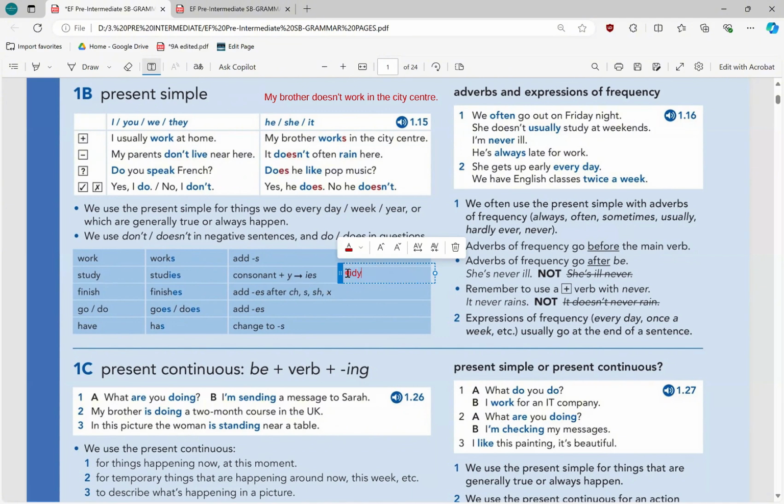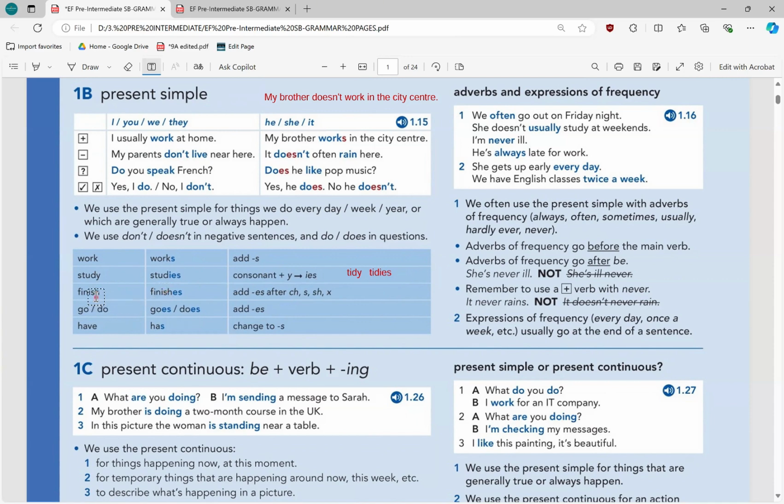Tidy, right? So when I want to add ES, for example, he tidies, or she tidies, she studies. So I should change Y into I and then add ES: tidies, right? Like study also, Y is changing to I, guys. Consonant Y changes to I and then ES.